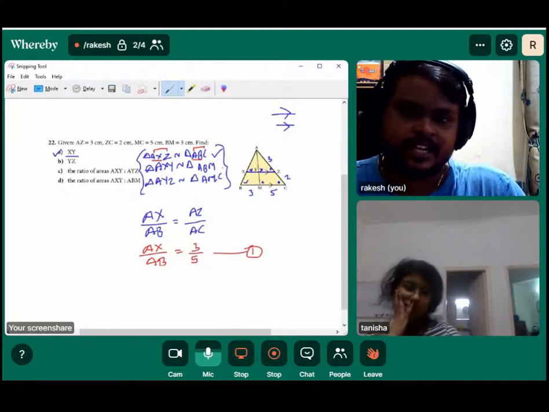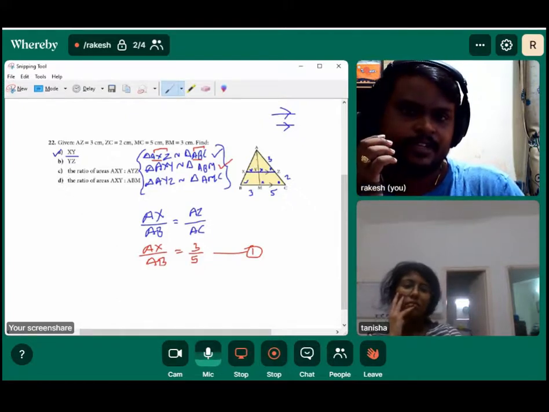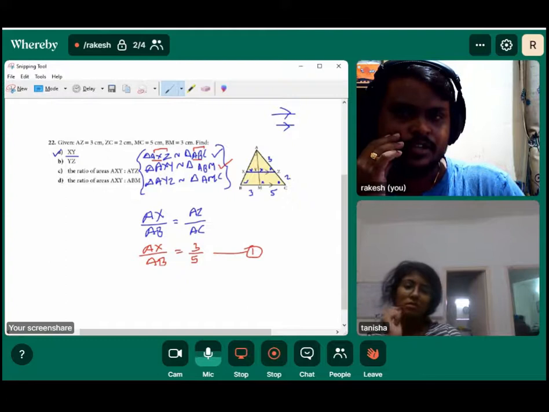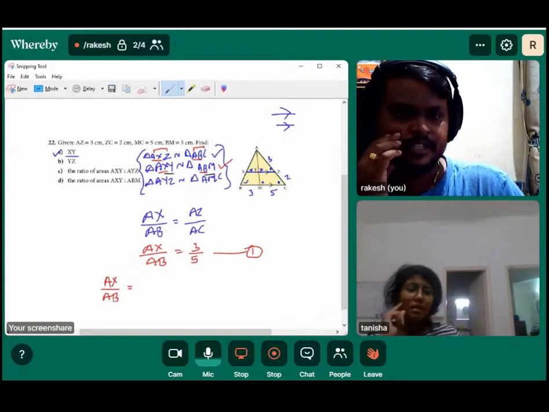Now we can take the second triangle, AXY. AXY is similar to ABM, right? We know AX upon AB, so we can use that now. Writing the corresponding sides, AX upon AB is equal to, as per the requirement, since we have asked for XY, we take XY upon BM.